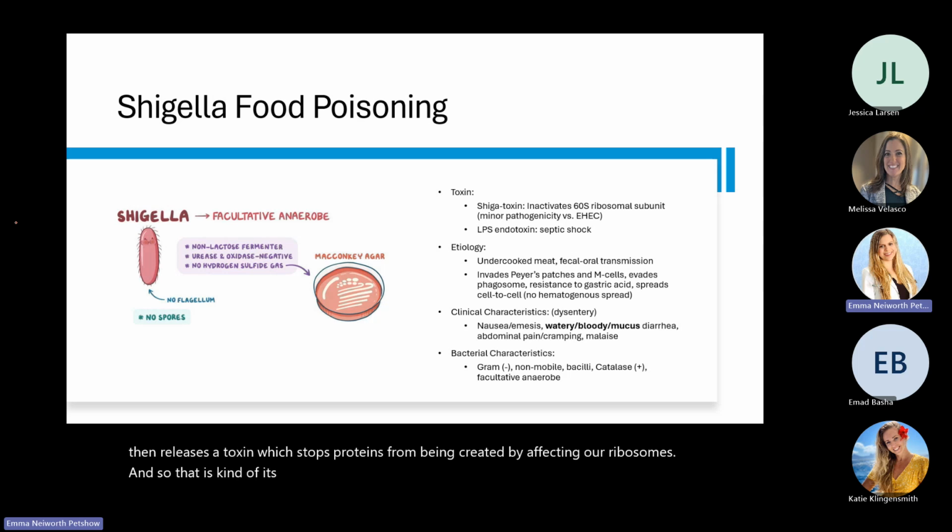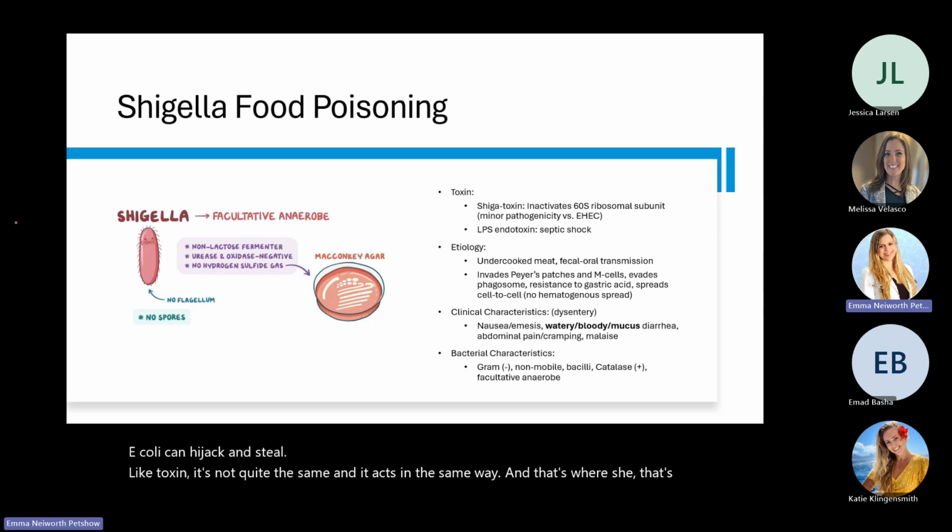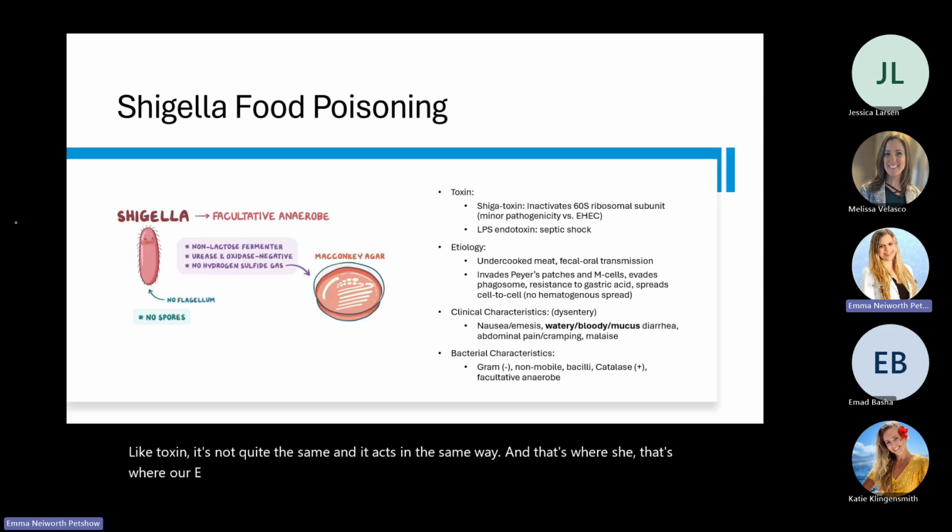E. coli can hijack and steal Shiga-like toxin. It's not quite the same, but it acts in the same way. And that's where our EHEC can look sometimes like Shigella, because it takes a toxin that acts very similarly to Shigella toxin or Shiga toxin.